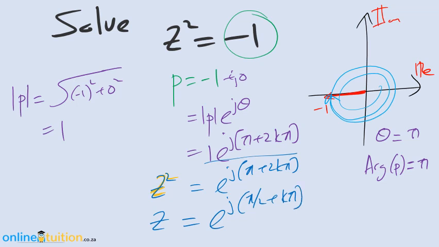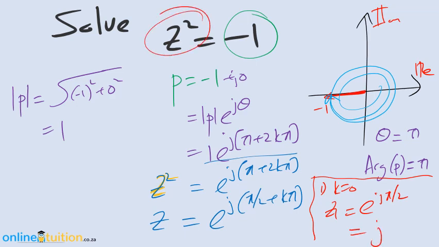And if I want the two roots, watch this, the first root is when k is 0. So when k is 0, you can see straight away that z1 is e to the j pi by 2. Now e to the j pi by 2, if you transform that into polar, that's cos pi by 2 plus j sine pi by 2. So that's going to be j. There are no prizes for guessing. We know that j squared is minus 1.